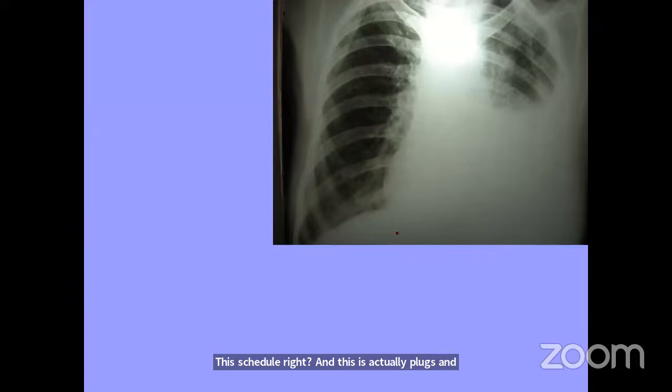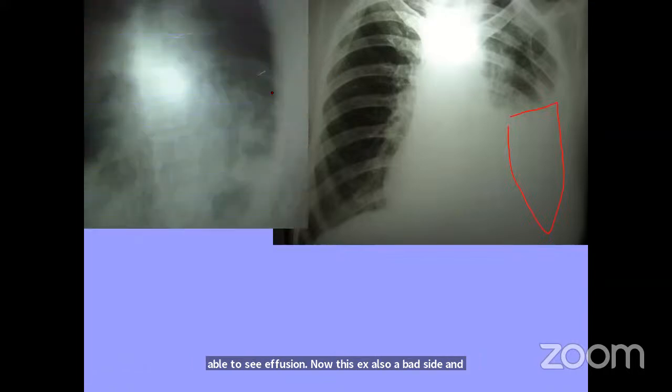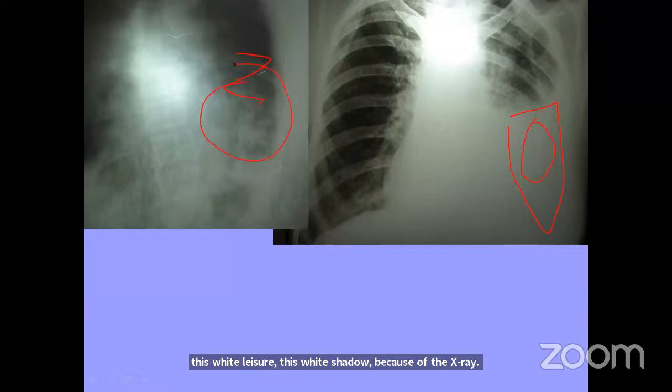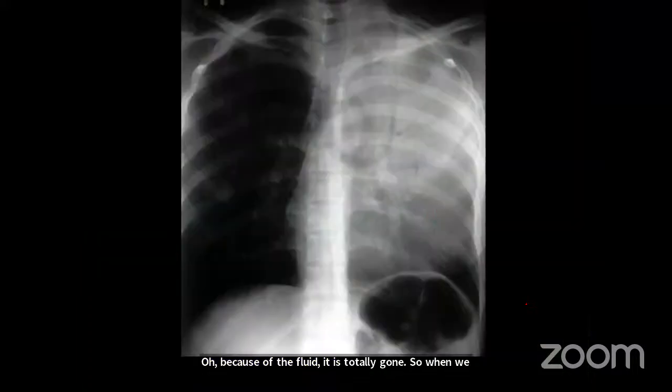Then coming to patients having effusions. On this X-ray, you are able to see effusion. Now, this X-ray is also a bedside and underexposed. You see a lot of white shadows, right? And the other X-ray of the same patient is showing that the fluid has actually gone. But if you see properly, this X-ray is overexposed, so much overexposed that this white shadow, because of the fluid, is totally gone. So when we had a proper X-ray, again not good quality, it was gone actually.